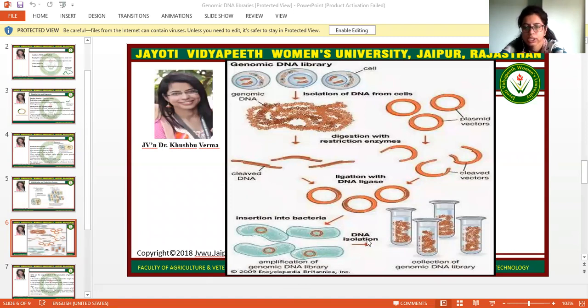Then we can go for the DNA isolation or plasmid isolation, and we get the collection of the genomic DNA, and that's how we can create a proper storage, or we can create the genomic library by following all these steps in sequence. So that's how we can create the genomic library.